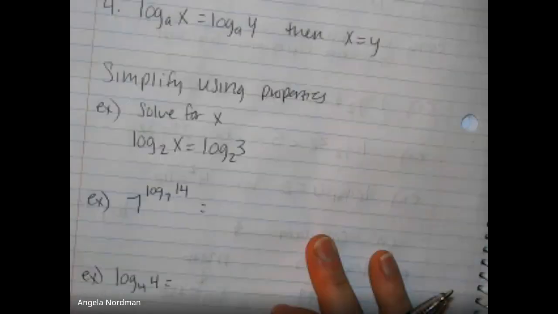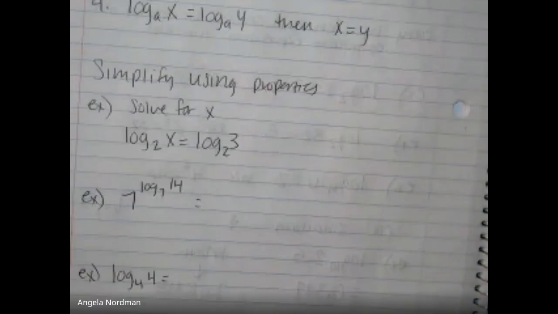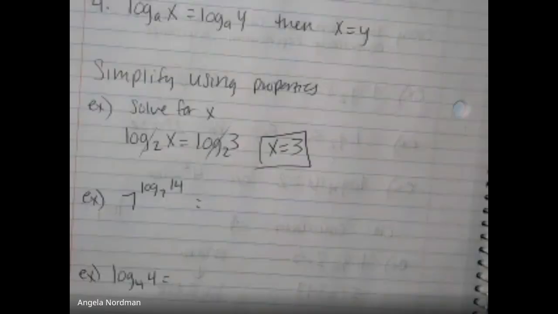So I have some simplifying properties for us to try using. If I were to be given log base 2 of x equals log base 2 of 3, I want to solve for x. My log base 2's cancel because they're on both sides of the equal sign, using my property number 4, and x just equals 3. Again, these are going to be super basic properties. More will be added on to these later, but just so you can get the idea.